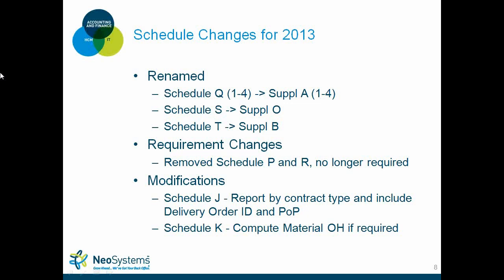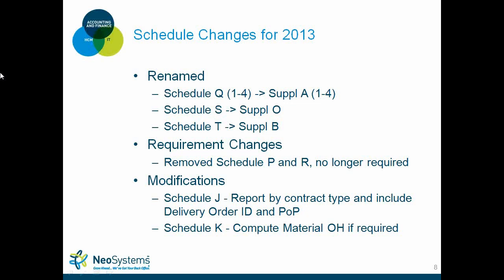Some requirement changes are actually very good news, especially for Schedule P. P hasn't really been used a lot over the years, given the fact that it pertains to very old contracts, if they're applicable. So for the IR&D and B&P, the Schedule P has been removed, so you no longer have to submit it, even if it's blank or even if it says not applicable. Take it out of your overall submission.